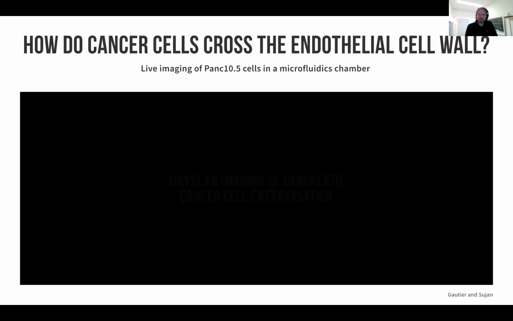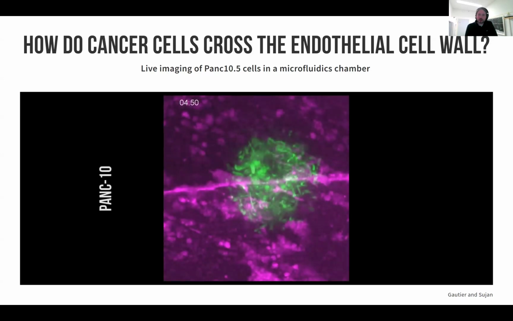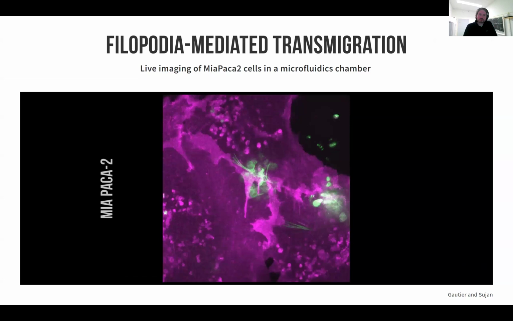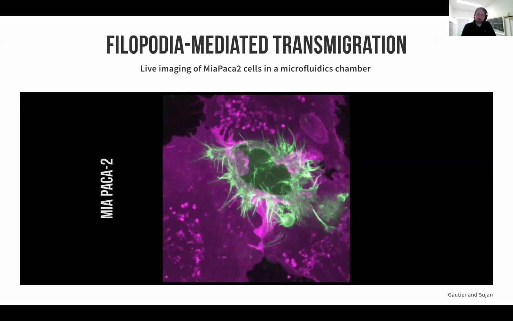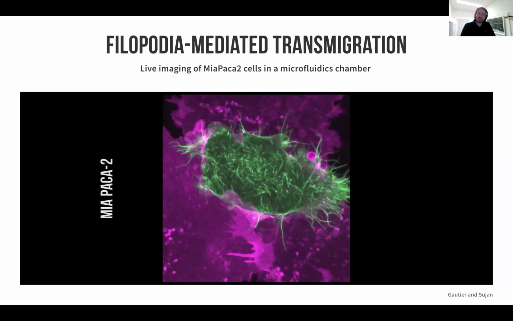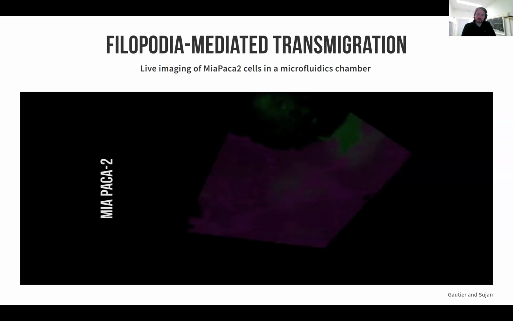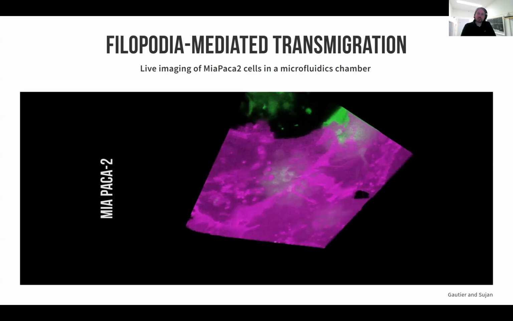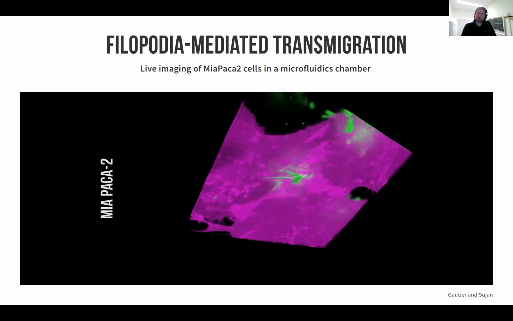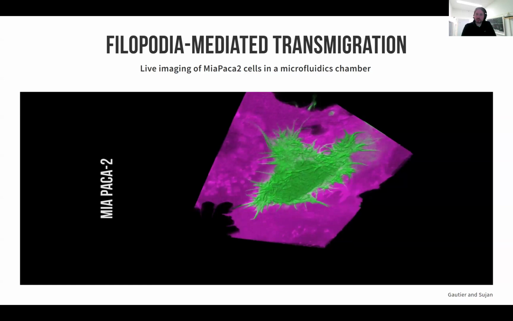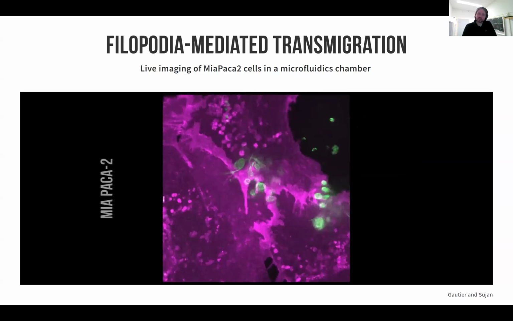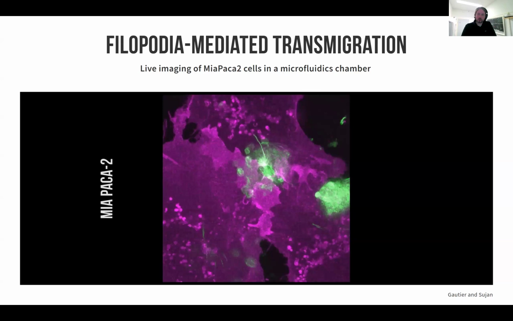Now I will show you what happened with MIA PaCa-2, which are very good at attaching and crossing. What you see is that the cell is again sitting on top of a junction, and it's extending those protrusions that I've already shown you using structured illumination microscopy. Those protrusions can cross the endothelial barrier to contact the underlying ECM. We think that this step is very important to trigger the transmigration step. And then now you have the cancer cell that has crossed the endothelial monolayer.